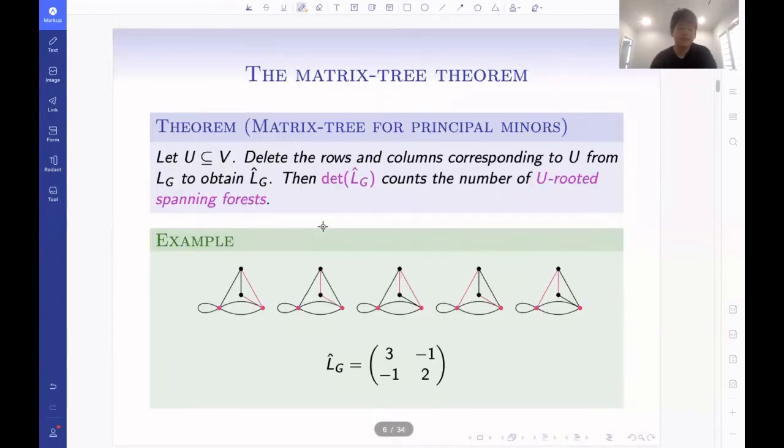Then here's the matrix tree theorem. If U is a subset of our vertices and you delete the rows and columns corresponding to U from the combinatorial Laplacian to obtain a matrix, then the determinant of that new matrix counts the number of U-rooted spanning forests.